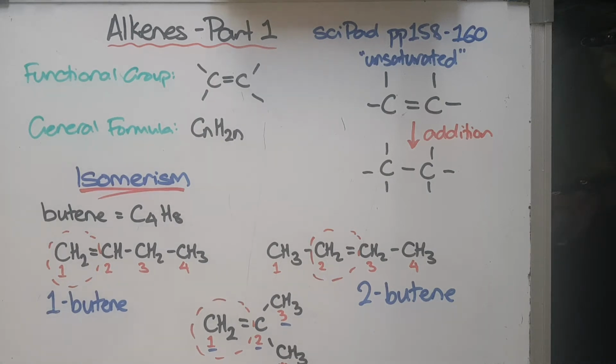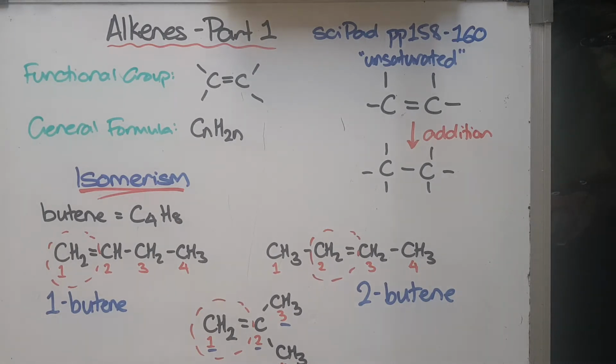The second of our hydrocarbons are the alkenes. Now, because there's a lot we need to learn about alkenes, I'm going to break this up into more than one part, so we'll do little bits at a time. The stuff we're going to do today is just going to be based on their functional group, their general formula, and what's called structural isomerism, so how they can have different structures.